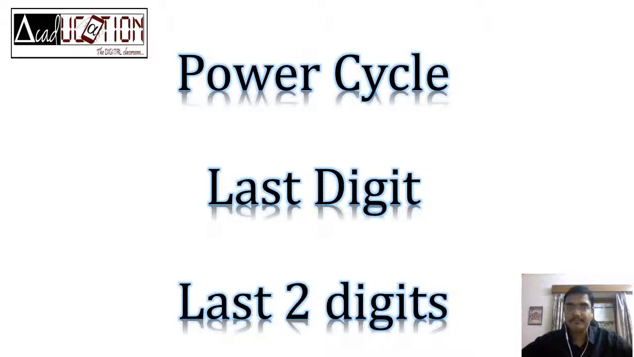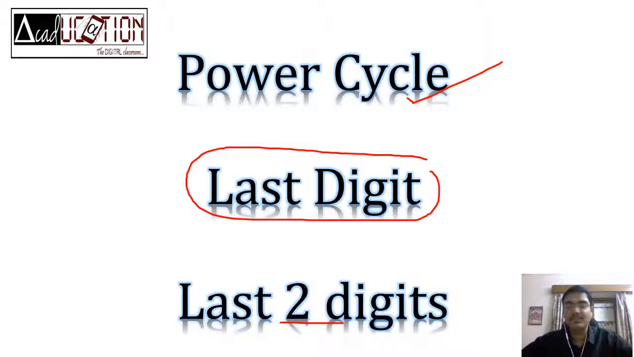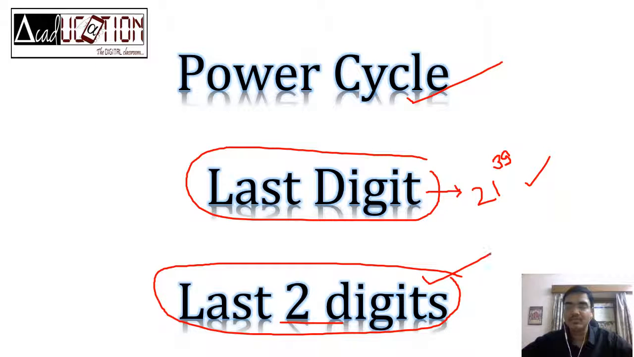Hello everyone. In this lecture, we'll discuss what we mean by power cycle and how to calculate the last digit and last two digits of any expression that we are given. For example, if we are given 21 to power 39 and we are required to find the last digit of this expression, we'll find that using the last digit technique. Similarly, if you are required to find the last two digits of this expression, then we require another technique to find that. So these two techniques we'll be looking at in this lecture.